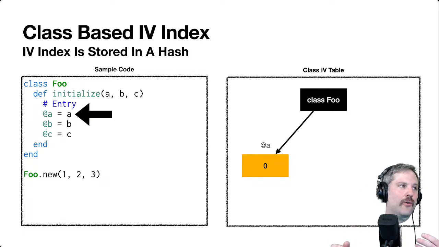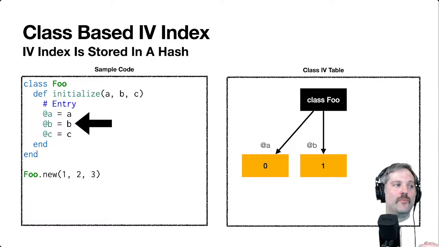So we'll say, oh, we need to find a new index for this. So we'll go to the foo class. We look in the foo class's hash table. It doesn't have one, so we add one at index 0. And then we do the same thing with B.